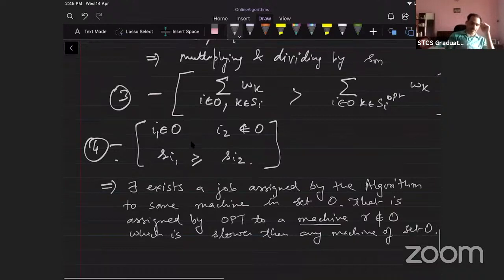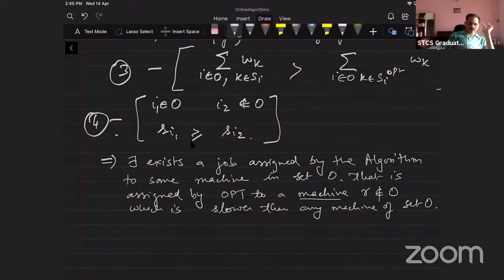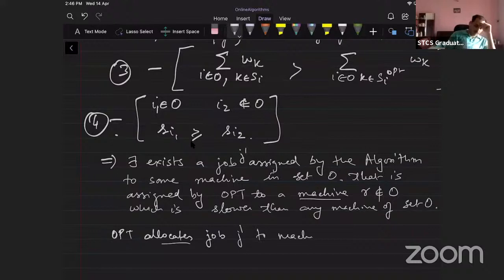And this is one step in that direction. Is this assertion clear that given equation number 3, I can say that there exists a job assigned by the algorithm to some machine in set O that is assigned by OPT to some machine outside of O, and that machine R has a speed which is slower than any machine of set O? Now OPT allocates, so let this job be J prime, job J prime to machine R. That's what it did.